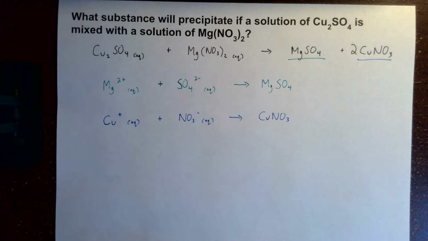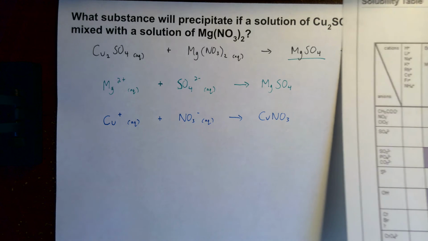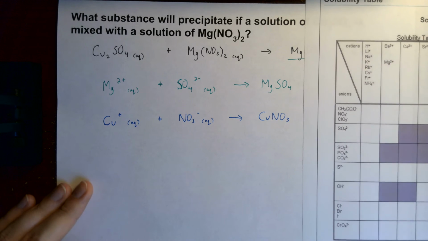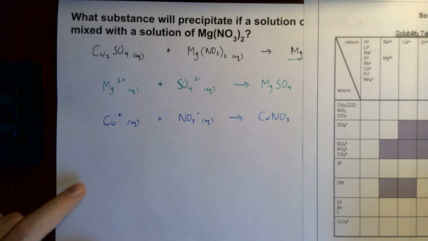Alright, so our next step is going to be to go back into the solubility table and look to see if there are any intersections where the ions would form something insoluble. Right, because insoluble means does not dissolve in water, so it would be a product. It would be a solid product.